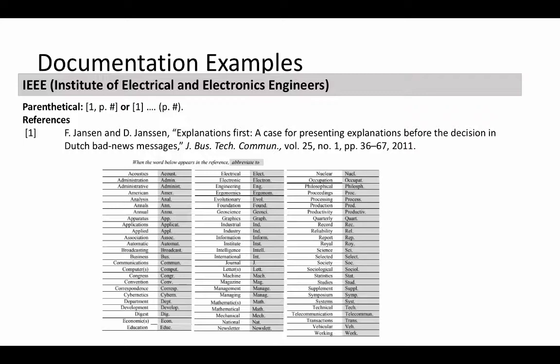So in the Journal of Business and Technical Communication, journal is always just J, as you can see from the table. Business is BUS, technical is always TECH with a period, and then communication is COMMUN. So it just corresponds with what the journal title is. Notice they actually spell out volume, they spell out number, and they use PP for the page numbers.